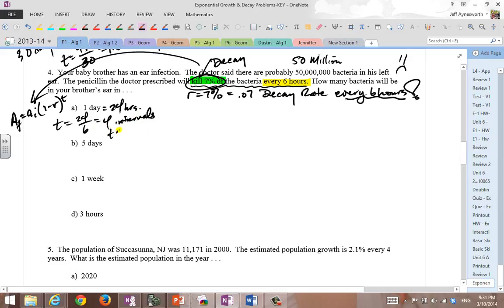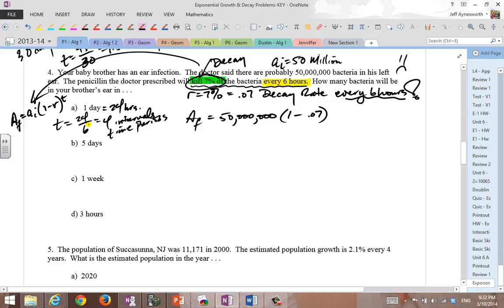Intervals, and I keep saying time periods because that's how I was taught, time periods. All right, so what's going on here? The future amount is the initial amount. What's the initial? Oh, right here. That is A sub I. There's 50 million to start with. So 50 million times 1 minus 0.07, because this is a decay situation.